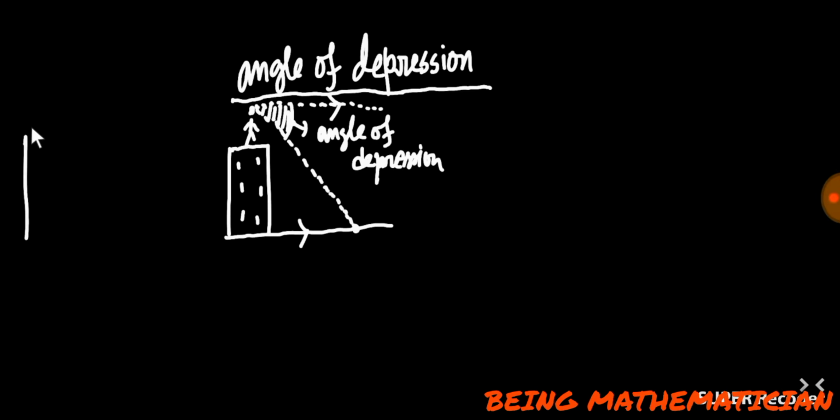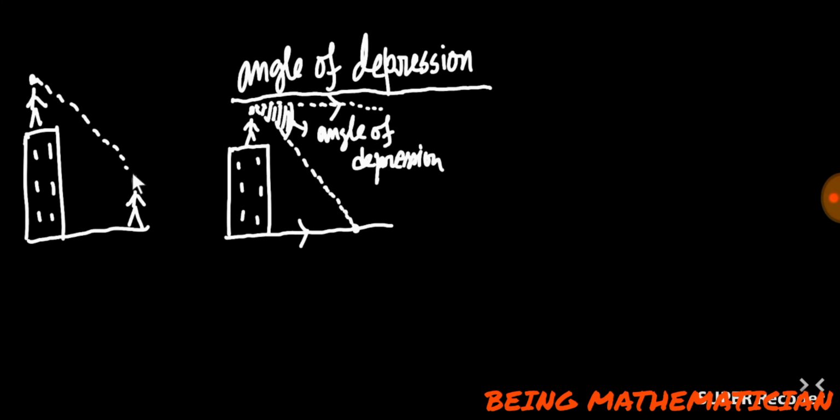We see the case when that height is not negligible. This person sees this along this line, and we can imagine a line which is parallel to the horizontal line, and this angle is also called the angle of depression.